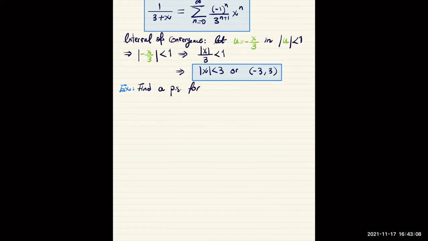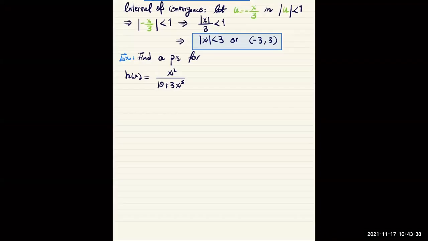So here the function, call it, let's say h of x, it's x squared over 10 plus 3x cubed. So again, we have a fraction like that. I could put the x squared in front and write that as 1 over, I could factor the 10 out and again, make that a 1. So let's rewrite that. I'm gonna factor the 10 out of the denominator, put the x squared in front.